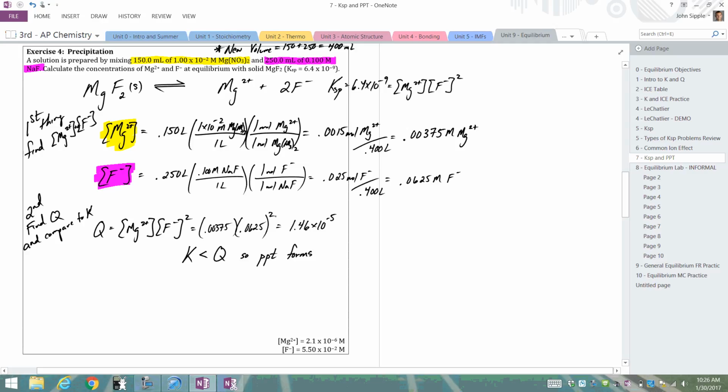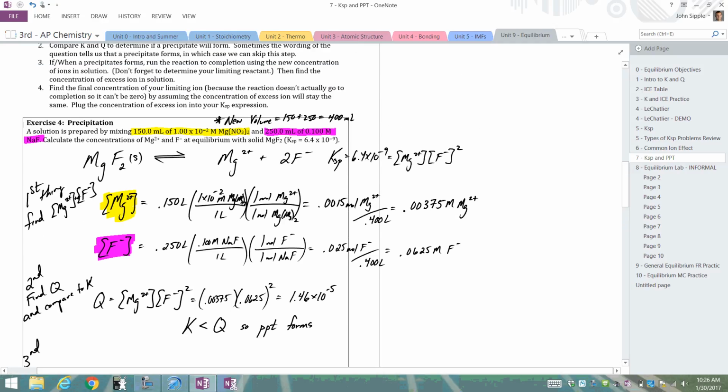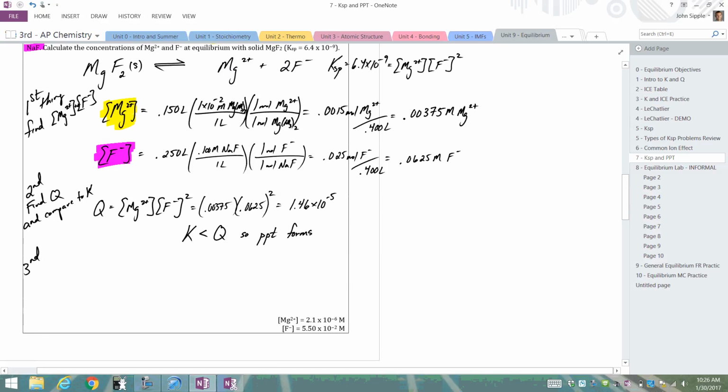Sorry about that. So ultimately, hey, we do get a precipitate forming for sure. K is a whole lot less than Q, right? So the reaction is shifting to the left, okay? So what we need to do now, the third part, and this is where the directions up there are telling you, run the reaction to completion, okay?